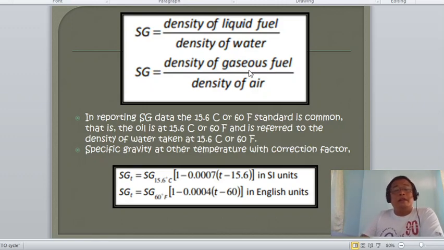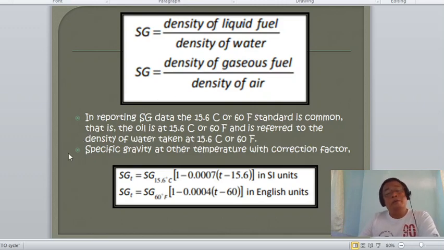Another, we have the specific gravity of the fuel at temperature T. This was already discussed in the first presentation in power plant engineering. The specific gravity at temperature T is equal to the specific gravity at 15.6 degrees Celsius, or 60 degrees Fahrenheit, multiplied by 1 minus 0.007 multiplied by the actual temperature minus 15.6. This is in SI.